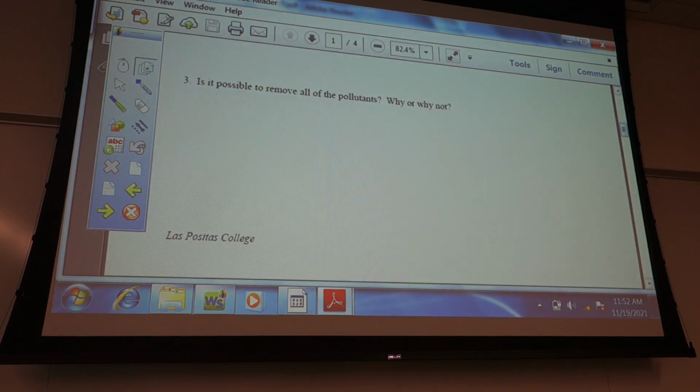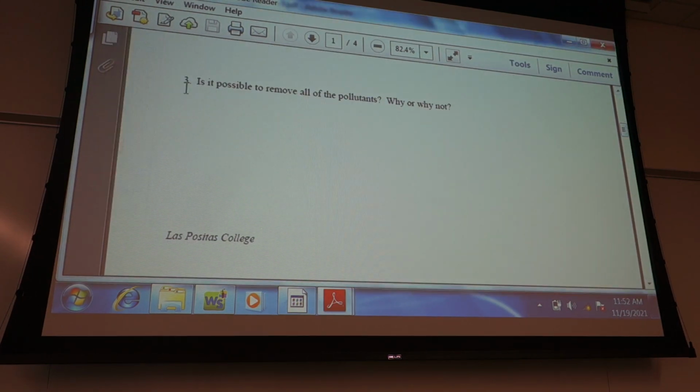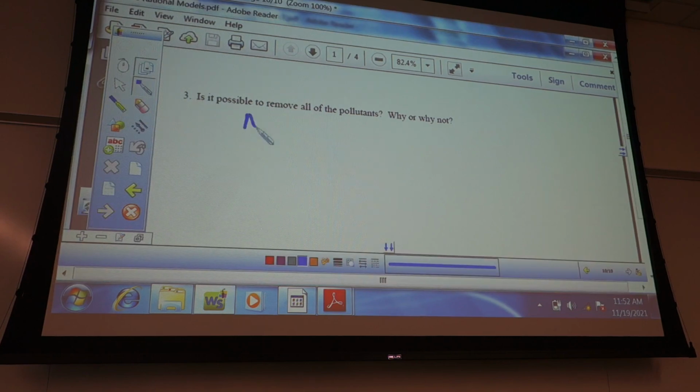Okay, is it possible to remove all the pollutants? No? Why do you think it isn't? Because it's a never-ending job. There's constant pollution going on, something like that, right? Whatever you want to put.